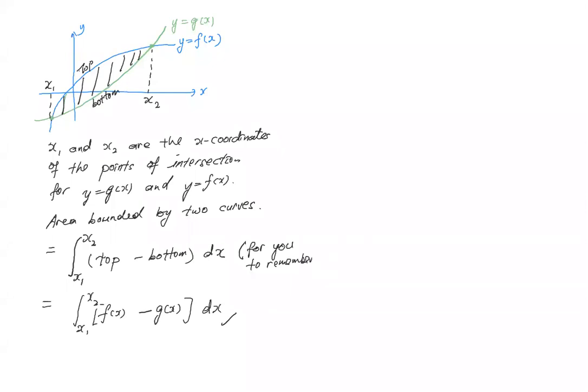Are you clear? So that you know which one minus which one. That is how you memorize the formula. Are you okay? So for any area bounded by two curves, the first thing you have to do is find the coordinates of the intersection points. Then do a definite integral on that, but you must take the top minus the bottom.